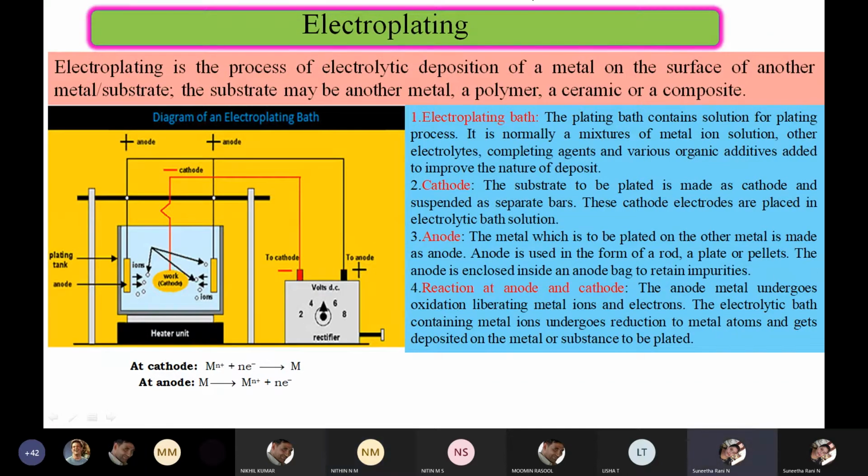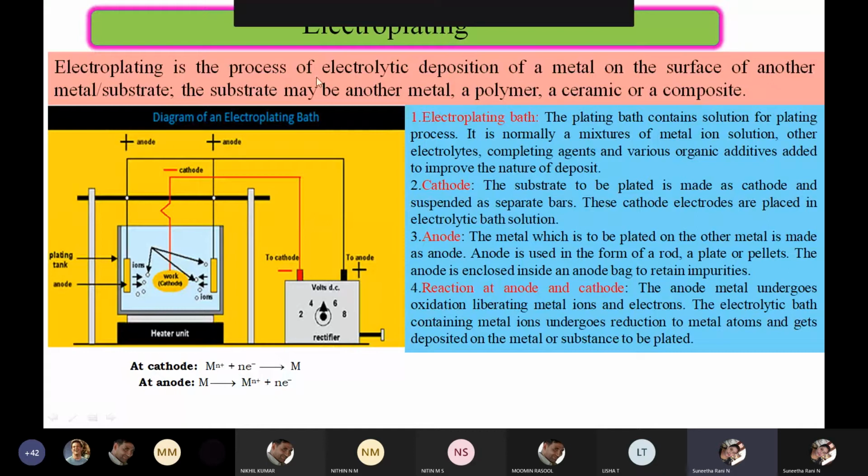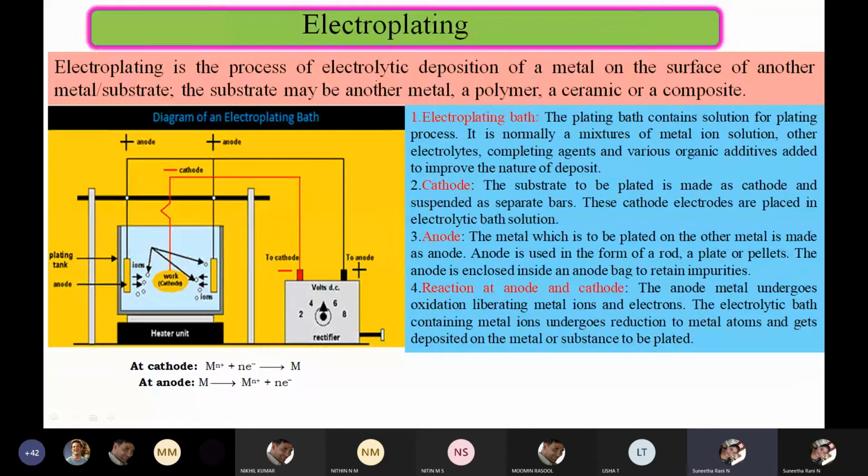So electroplating is a process of electrolytic deposition of metal on the surface of a metal or a substrate. I am saying substrate, meaning the object. This substrate may be another metal, a polymer, a ceramic, or a composite. Anything can be coated with another metal. The cathode may be a polymer, a metal, a ceramic, or a composite. All these can be coated by using another metal.